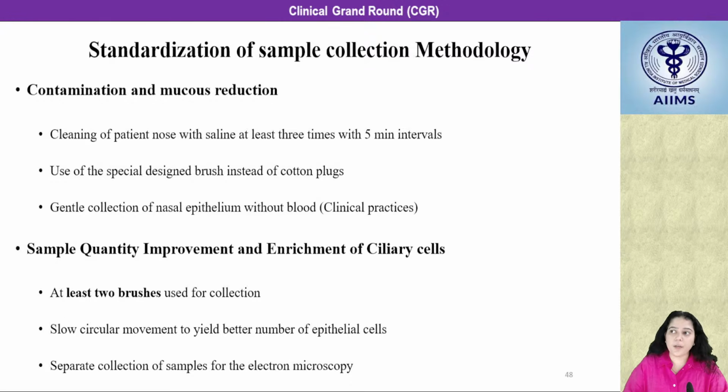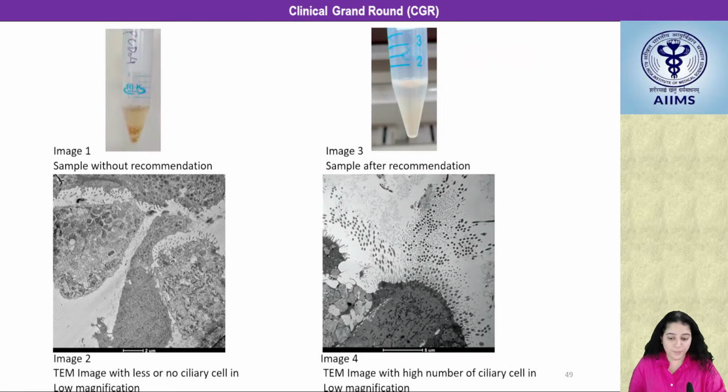The sample quantity can be improved if at least 2 brushes are used for the collection, followed by a slow circular motion to yield a better number of epithelial cells, as well as separate collection of samples for the electron microscopy. You can see here the image. The first image is a sample without the recommendation. You can see the sample is full of contamination, having blood also, and having fewer ciliary cells. The third image here is the sample after the recommendation. You can see the sample is totally clean, free of mucus and other contamination, as well as having a high number of ciliary cells.